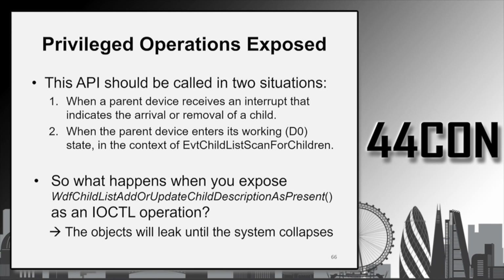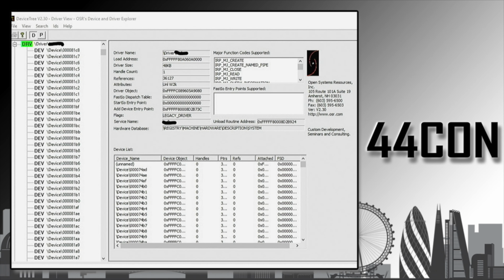So I found that in the Microsoft sample code, they were exposing that operation as an IO control. So you can call it infinite times. The system will collapse because the object will start leaking. If you close your program, the object will still be there, so it's actually object leakage. If you open the device tree, you'll see something like that. You have a parent device, and all those devices, that's thousands of devices created.